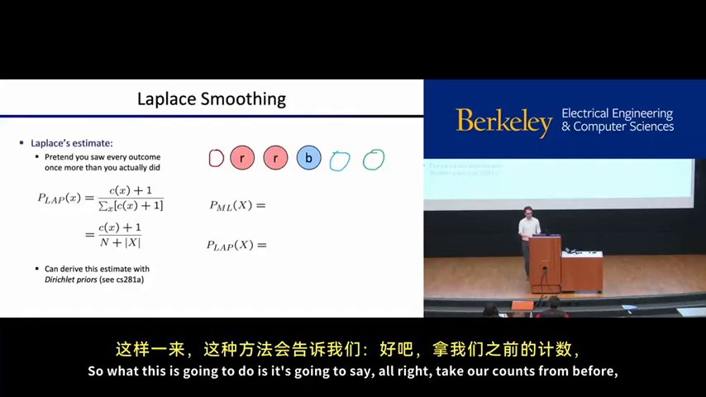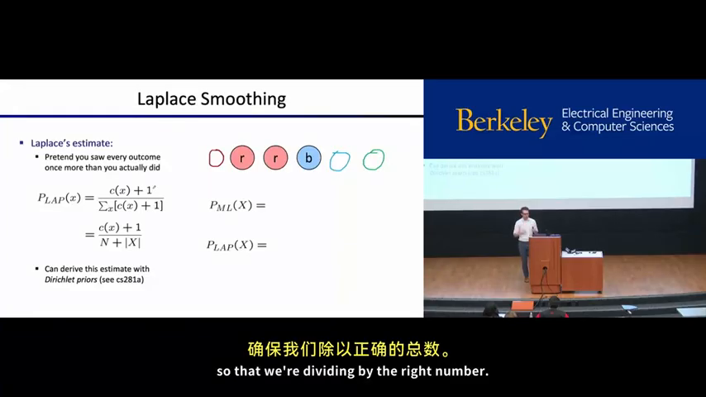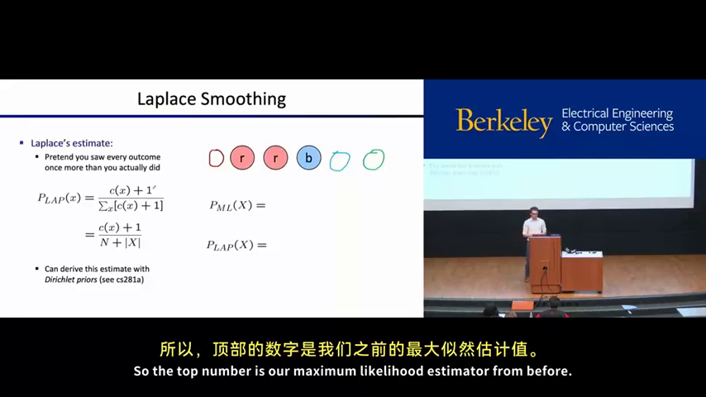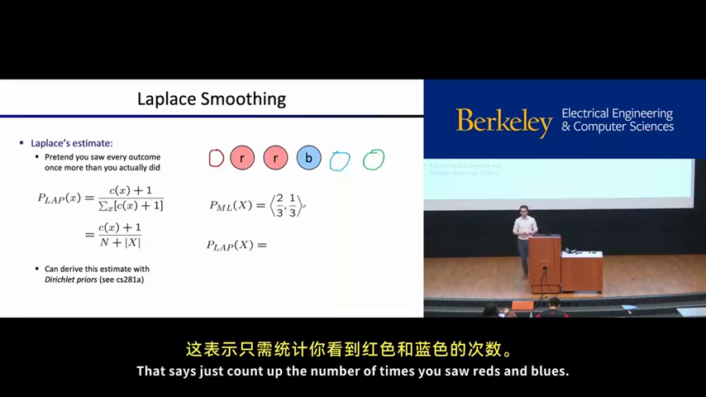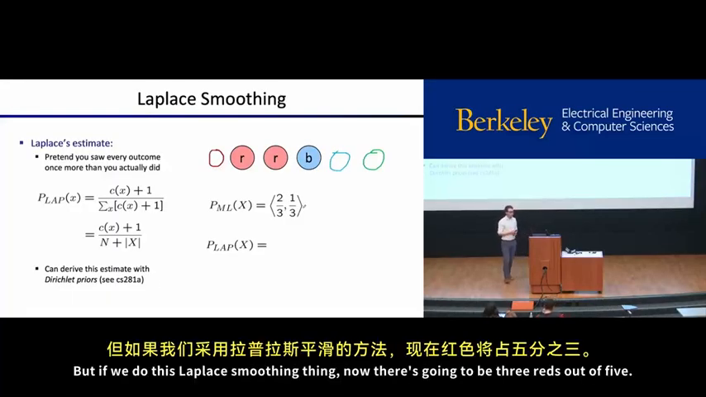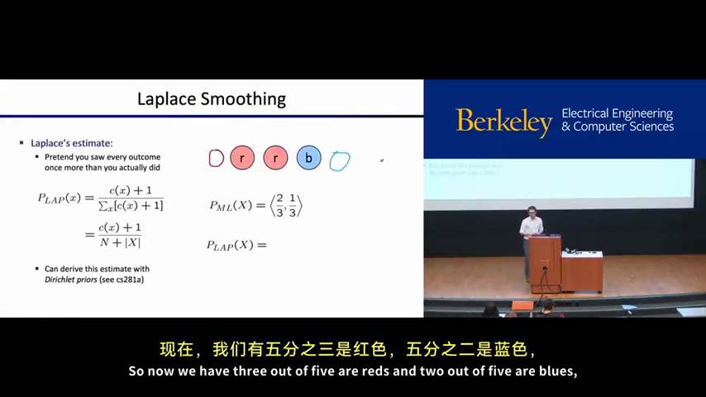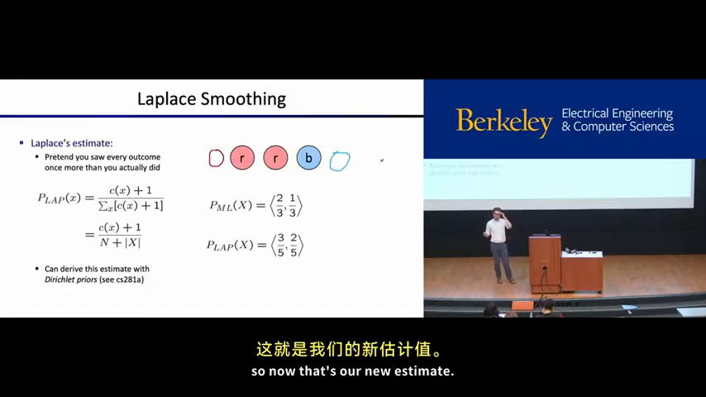So what this is going to do is take our counts from before, just add 1 to every count, and then fix the normalizing term so that we're dividing by the right number. The top number is our maximum likelihood estimator from before. That says just count up the number of times you saw reds and blues. You get 2/3. But if we do this Laplace smoothing, now there's going to be 3 reds out of 5. I added the green, but let's take the green away because the slide didn't expect me to do that. So now we have 3 out of 5 are reds and 2 out of 5 are blues. That's our new estimate.